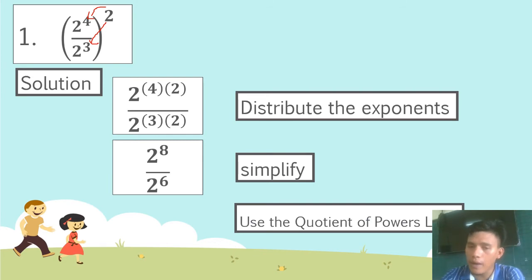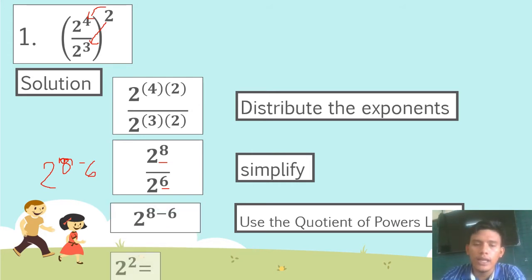Using the quotient of powers, m here is greater than n. So you will just subtract their exponents. So 8 minus 6. Okay, 8 minus 6, and that is 2 raised to the exponent of 2. Or when you simplify that, that is equal to 4.